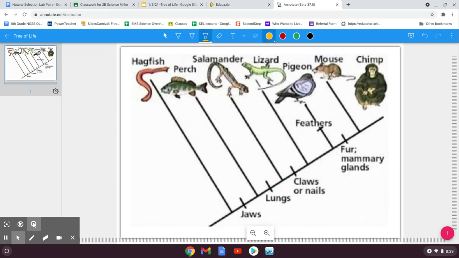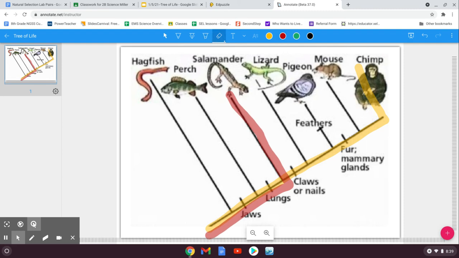Last one. We're looking at the chimp. So you look all the way down the line. It has fur, mammary glands, claws and nails, lungs and jaws. Let's see what it has in common with the salamander. So look down its line. Look down this way. They both, where it overlaps, have lungs and jaws.